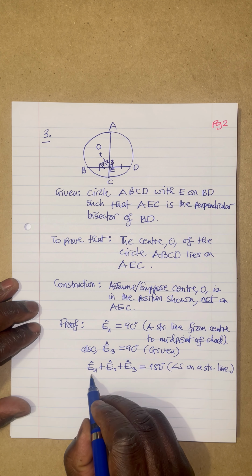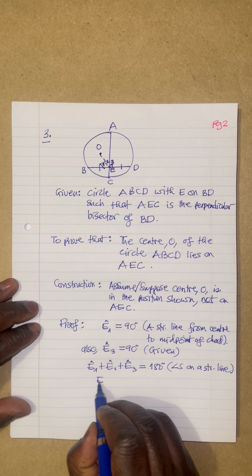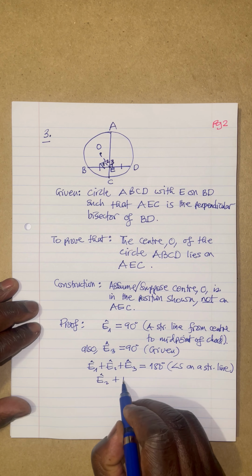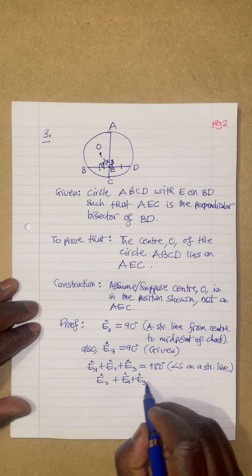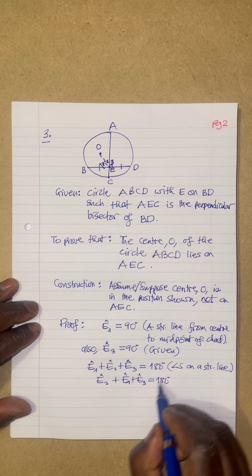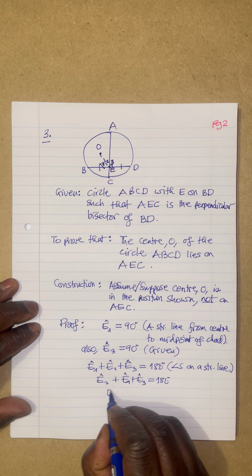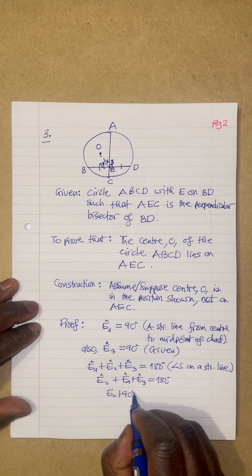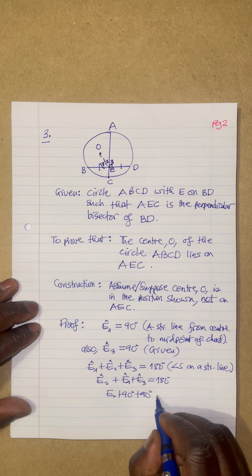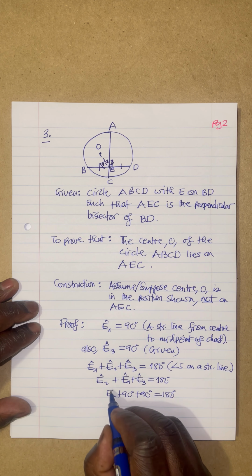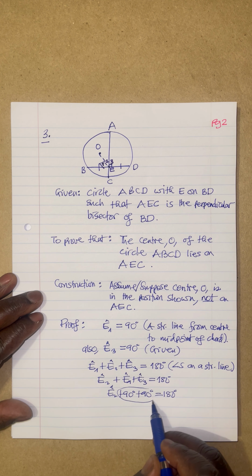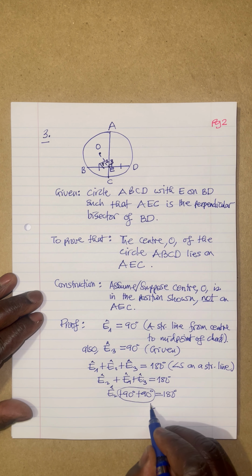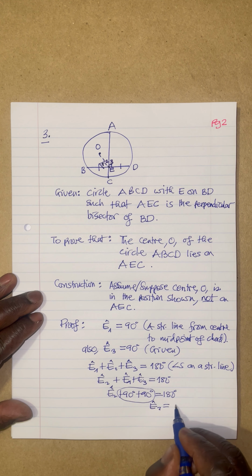Now, let me put E1 and E3 together. So E2 plus E1 plus E3 equals 180. But this one is 90 each. So we're going to say E2 plus 90 plus 90 equals 180. Clearly, you can see that E2 is 0 because these two angles add up to 180. When you subtract 180 from both sides, you can clearly see that E2 equals what? 0.